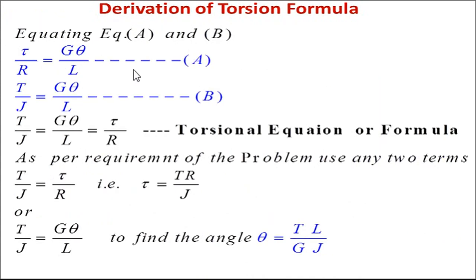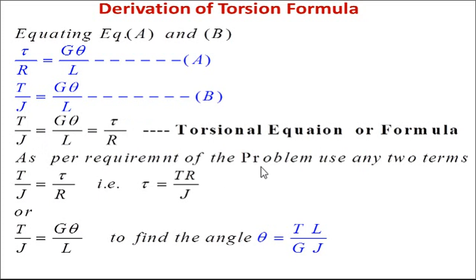And if you combine equation 1 and 2, equation 1 was tau by R equal to G theta by L, and equation 2 is T by J is equal to G theta by L. Both equations are equal to G theta by L. So here you can take this equation in this way: T by J is equal to G theta by L equal to tau by R. This equation is called the torsional equation or torsional formula.